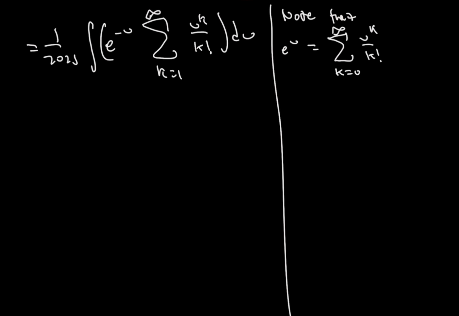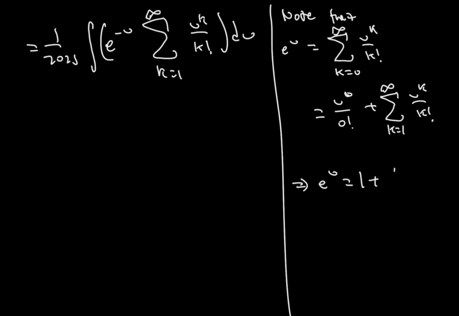Notice that the only difference between the two sums is that this one starts at k is equal to 1 and the e to the u one starts at k is equal to 0. But we can pretty easily fix this by just plugging in k is equal to 0 into our sum and then adding the rest of the sum. So then we have that e to the u is equal to, if we plug in k is equal to 0, we get u to the 0 over 0 factorial plus the infinite sum from k is equal to 1 to infinity of u to the k over k factorial. So then we have that our e to the u is equal to 1 plus our infinite sum, right?